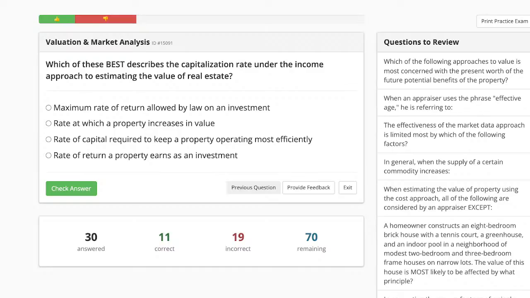Which best describes the capitalization rate under the income approach to estimating the value of real estate? A, maximum rate of return allowed by law on investment. B, rate at which a property increased in value. C, rate of capital required to keep a property operating most efficiently. Or D, rate of return property earns as an investment.